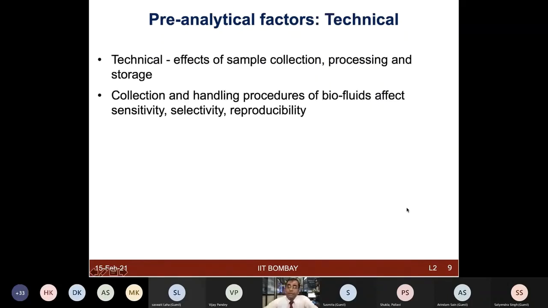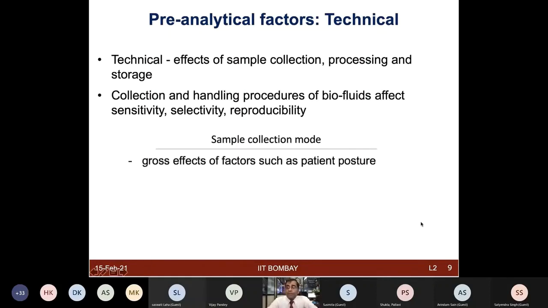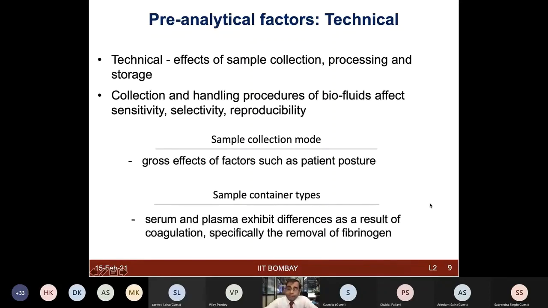Of course, there are many technical pre-analytical factors. For instance, how you are going to collect the sample, process the sample, and store the sample, because many a time you are handling samples which are biofluids, which are going to degrade very fast if you do not collect them properly, do not process them quickly, and do not store them in good -20 or -80 conditions. Even the sample collection mode, like the different types of clinical sample, the posture of the patient when the sample is being collected, or even something as simple which we do not pay attention to: what type of containers and tubes you are using for sample collection.